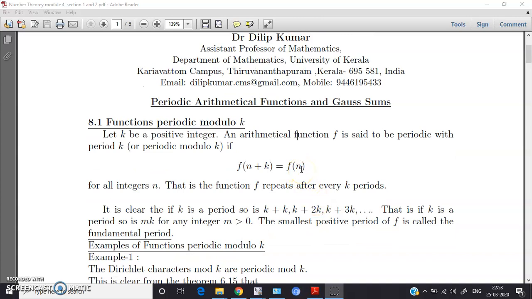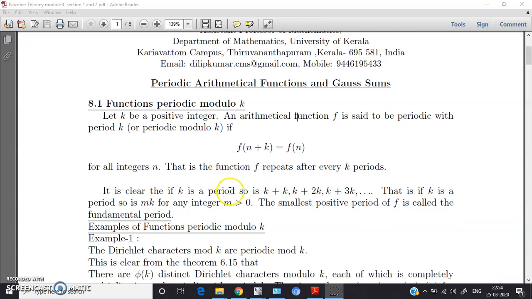It is clear that if k is a period, so is k plus k, k plus 2k, k plus 3k, that is 2k, 3k, etc. This can be said as: if k is a period, so is mk for any integer m greater than 0. The smallest positive period of f is called the fundamental period. I hope you understood the concepts.